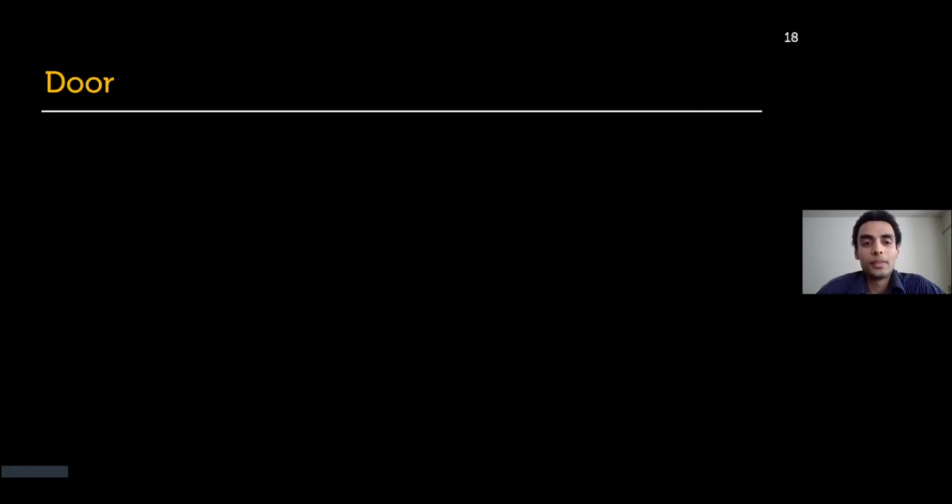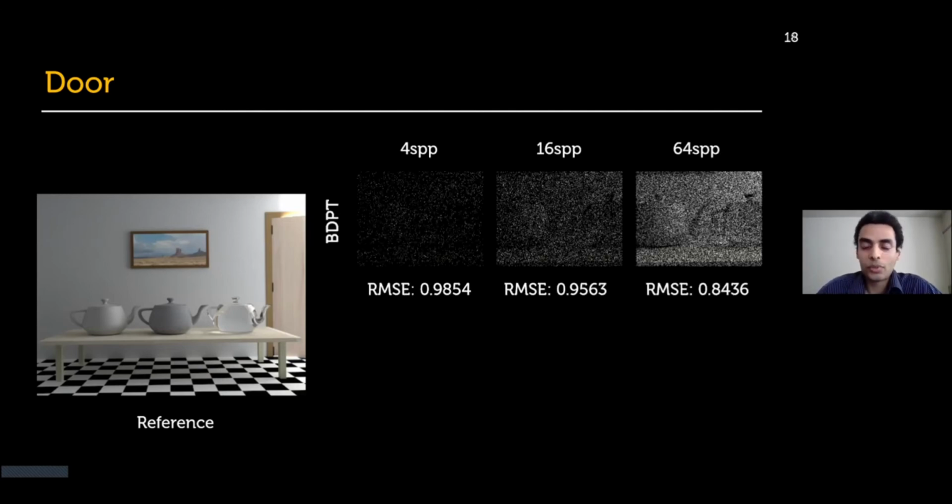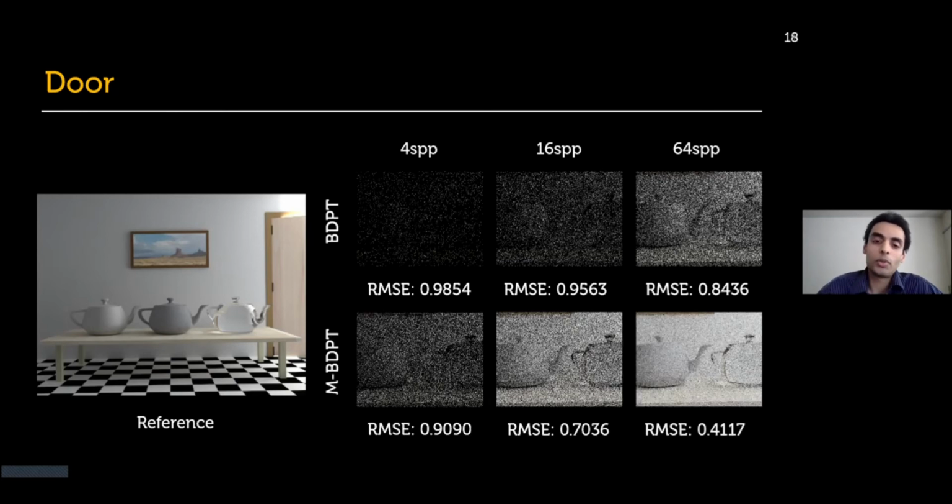Here are some results. This is a door scene commonly used in graphics research. There is a light source in the adjacent room. The top row shows the results for bidirectional path tracing, whereas the bottom row is for matrix bidirectional path tracing for an increasing number of sample count. Matrix bidirectional path tracing performs better than bidirectional path tracing as it can connect more subpaths due to its connection strategy.